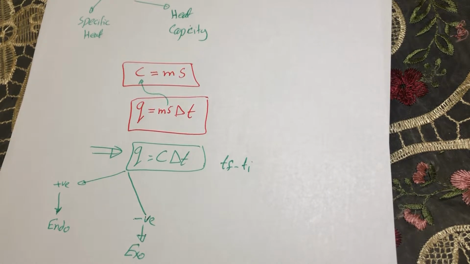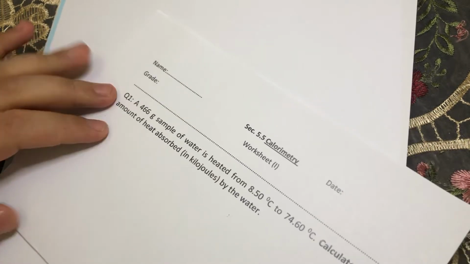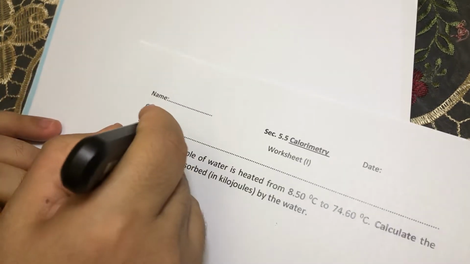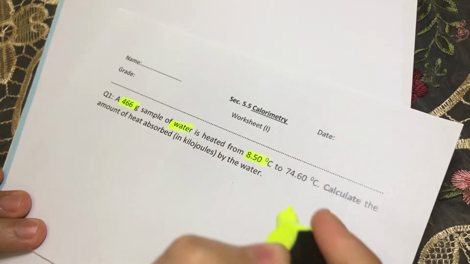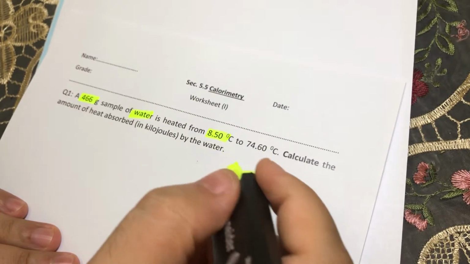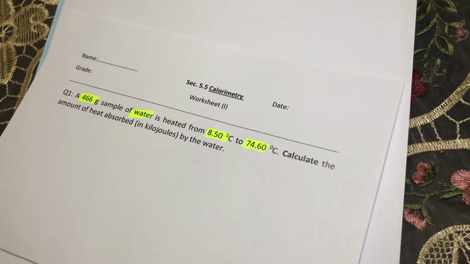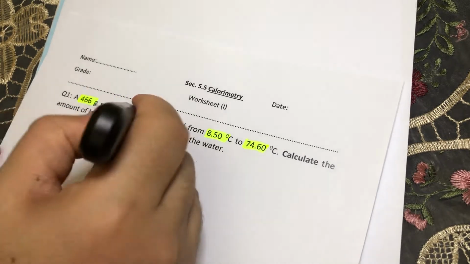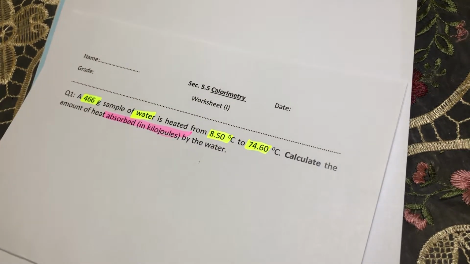Let's solve an example for this question. A 466 gram sample of water is heated from 8.5 degrees Celsius to 74.6 degrees Celsius. Calculate the amount of heat in kilojoules. So we need the amount of heat in kilojoules for water.